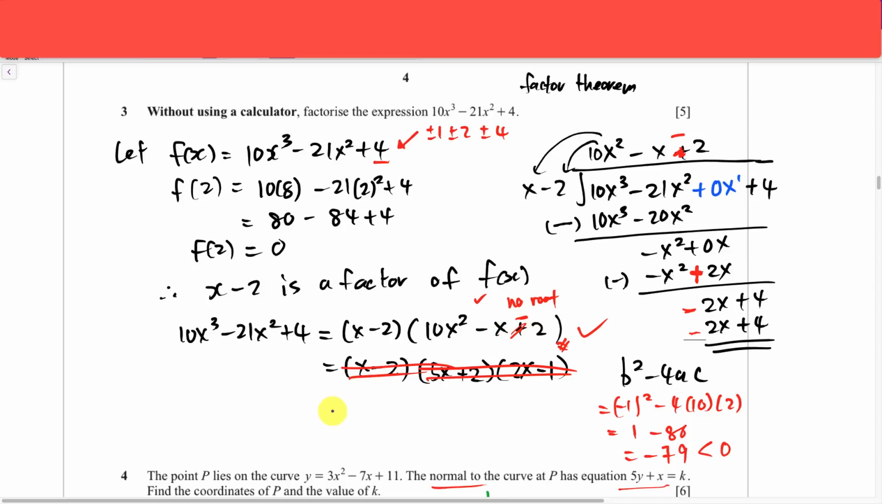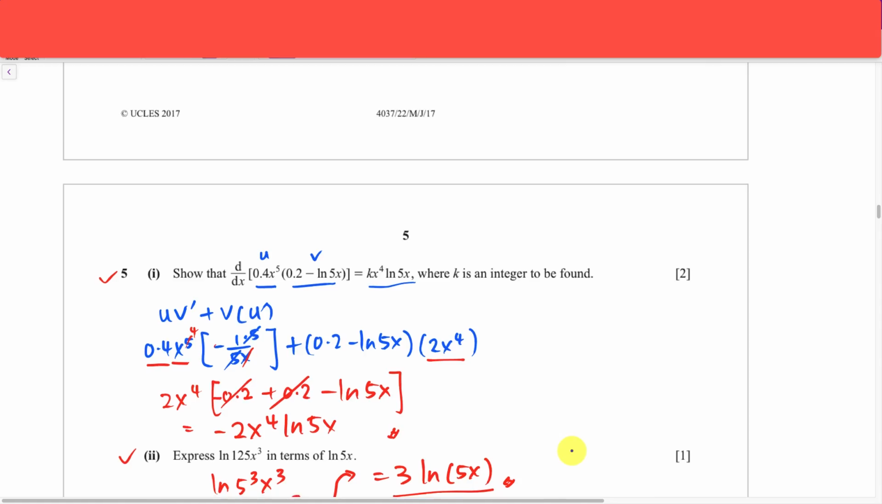That means I should be able to factorize it completely if that one is a negative 2, because previously I said it has no root. I realized I made a mistake here. In order to get 1x, it should be 5x and 2x, and then this one should be 2 and 1, so negative and positive. The question asked me to factorize this, so I should be able to factorize it like this. Okay, I made a little bit of mistake here. Let's move on to question 7.